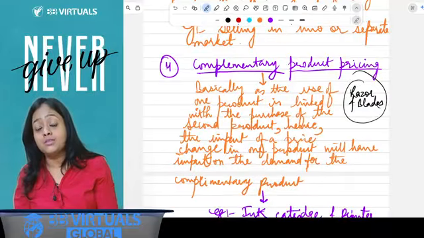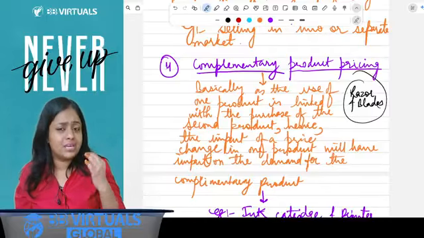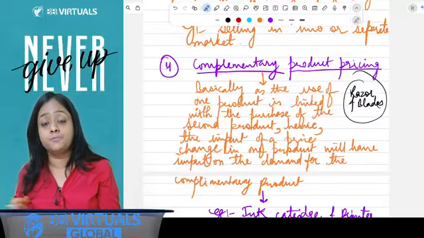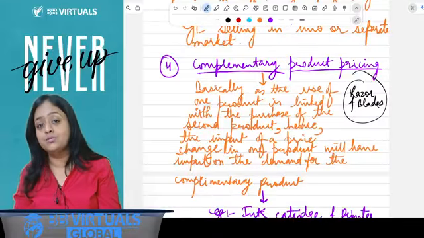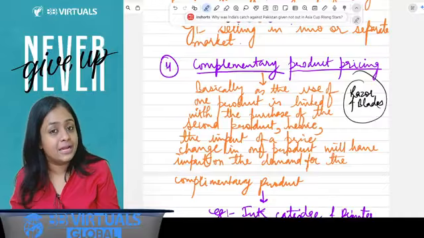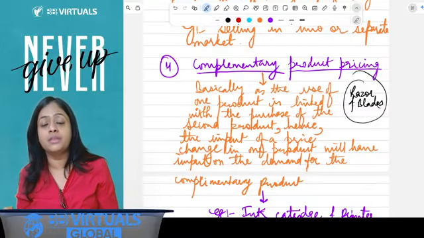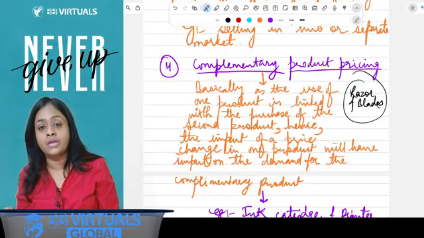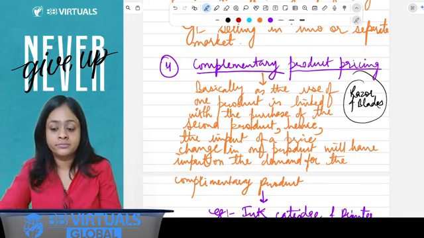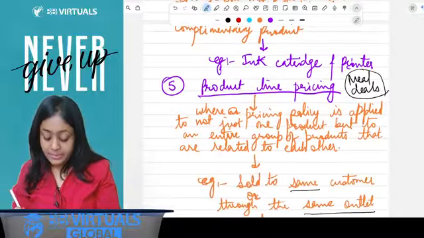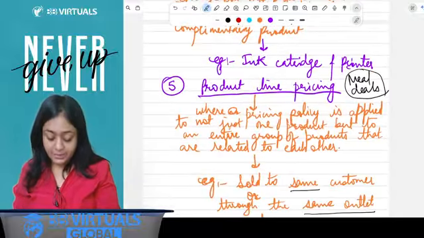Hence, sometimes the main product is charged at a very low price, but the complementary product, the other product which is linked to it, is charged at a very high price. Okay, because that is to prompt the customers, and the profitability is mainly earned from that complementary product only. An ink cartridge and printer can also be an example.